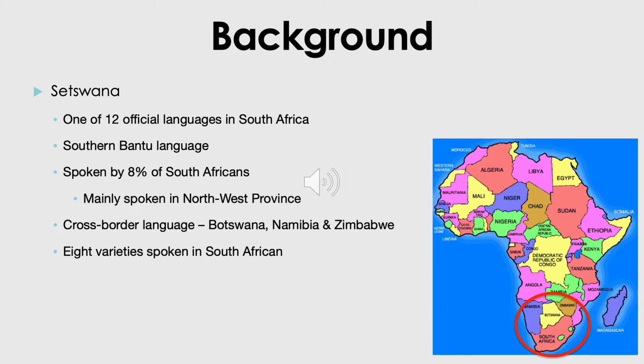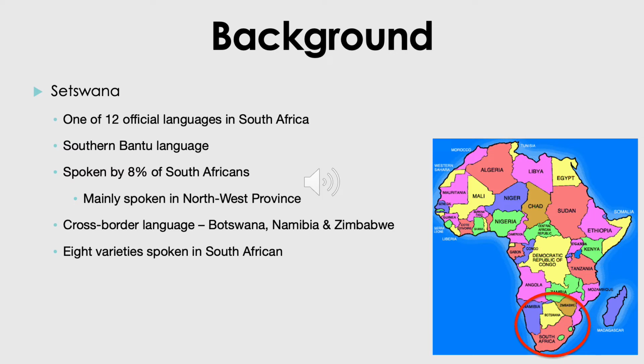The majority of Setswana speakers in South Africa live in the Northwest Province, a region that borders the country of Botswana. Setswana is a cross-border language and is spoken in Botswana, Namibia, and Zimbabwe, countries that are situated in the southern region of the African continent. These countries are circled in red on the map shown in this slide.